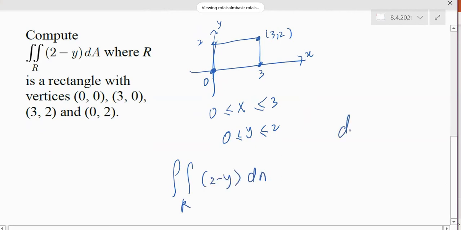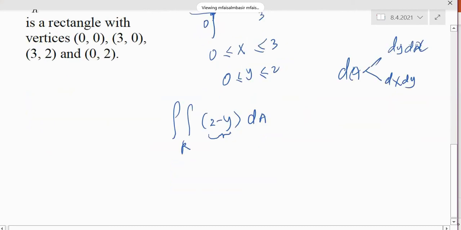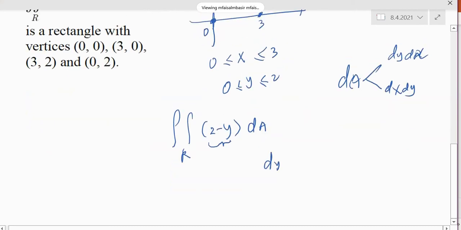Remember your dA can be dx dy or dy dx. For this case, it's easy, whatever it is. You can start with dx dy or dy dx. It is easy because the function is not so complicated. So you can start, let's say I just put dy dx.